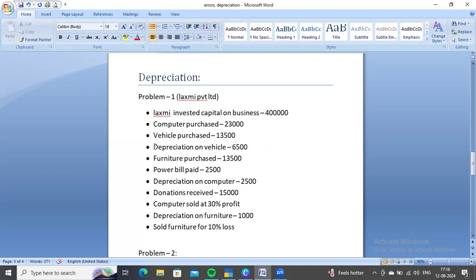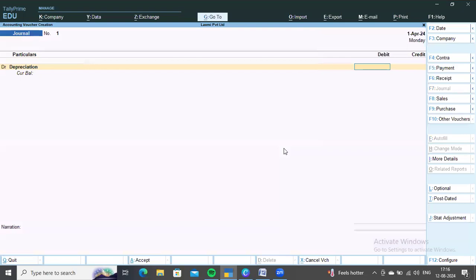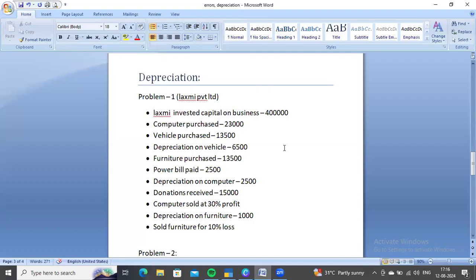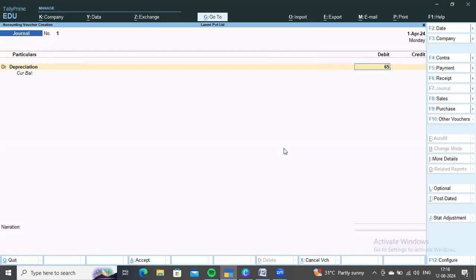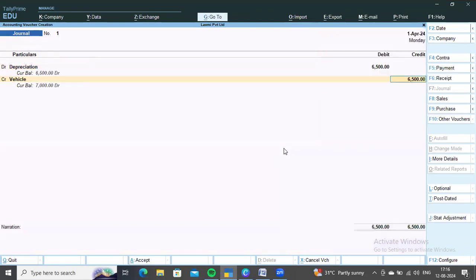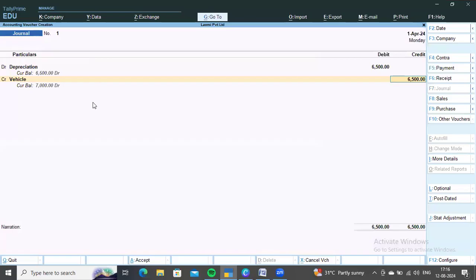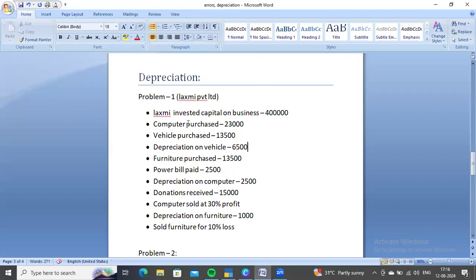This depreciation transaction comes under journal voucher, F7. Here you need to debit depreciation account, as depreciation is nothing but an expense, 6,500, and credit vehicle account. Credit the account on which you are providing the depreciation. Here you are providing the depreciation on vehicle, so credit vehicle account. Then press Ctrl A to save it.